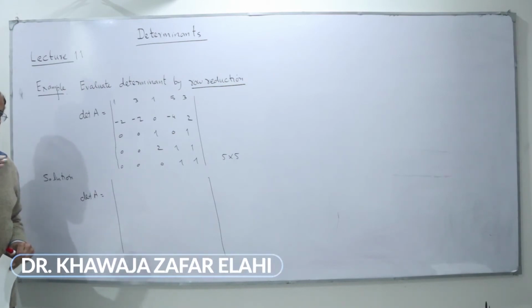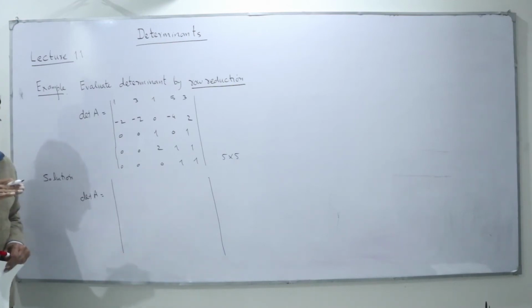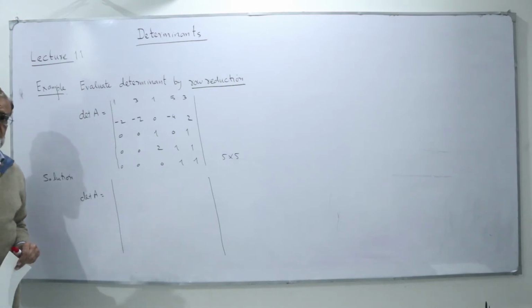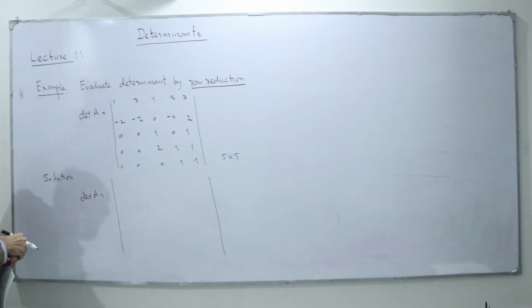Row reductions mean we can multiply a row and add it to another row. We can interchange two rows. So these are allowed. But when we multiply a row with a number and add it to another row, there will be no change in the value of the determinant. If we interchange two consecutive rows, we get a minus sign. Now look at this one.